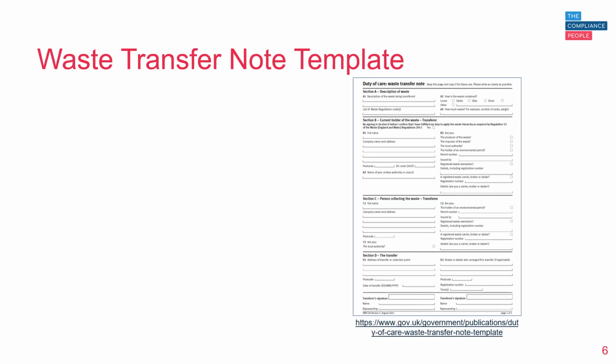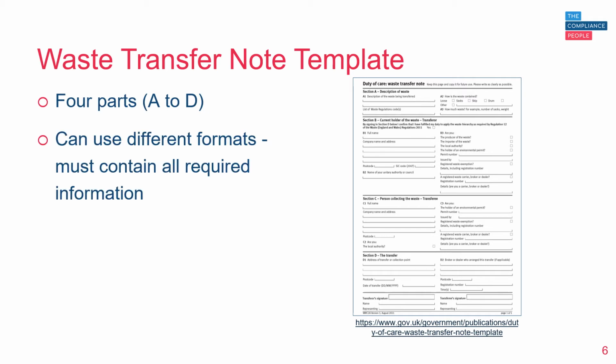So on this slide, you'll be able to see an example of a waste transfer note. And this is a template taken from the Environment Agency's website. And you can download one for use if you'd like to do so. It's just one way of setting out a waste transfer note. And you can see many different versions of this. So as long as you've got all of the information required, then that's fine. It's got 4 parts to it, parts A to D. As I've mentioned, you can use different formats as long as all the information needed is on there.